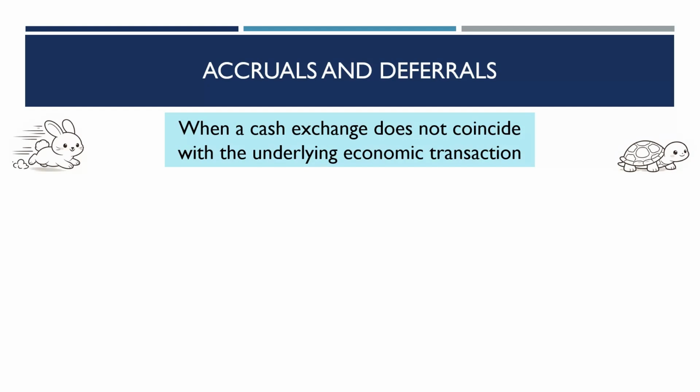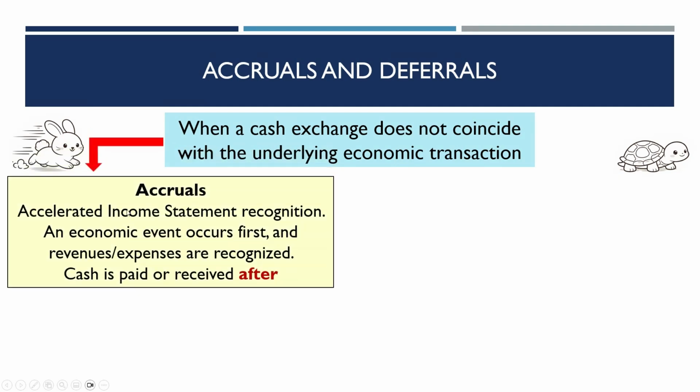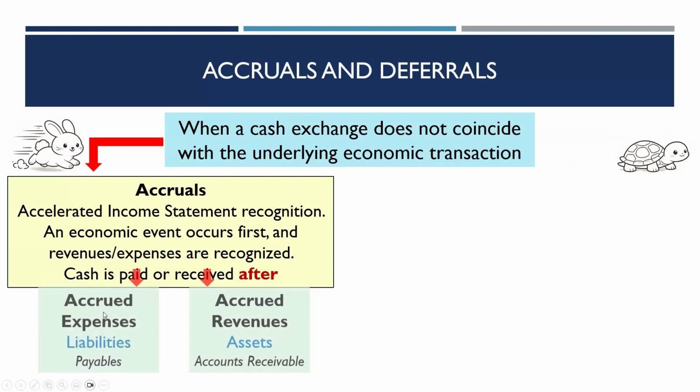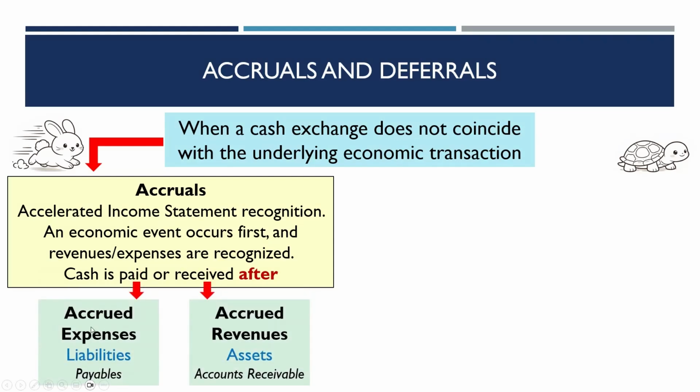It comes down to the fact that the timing of the cash exchange does not match the timing of the economic transaction. Sometimes we have a situation where the economic transaction is rushing. So our little bunny over here, the economic transaction occurs first. It is in a rush. We have things that are hitting the income statement before the cash is received or paid. For example, if you have an expense that hits the income statement, but you haven't paid it yet, guess what? You have a liability. So some workers worked for you, so you have a salary expense, you haven't paid them yet, you have a salary payable.